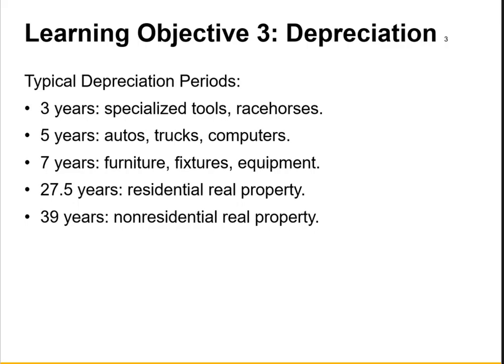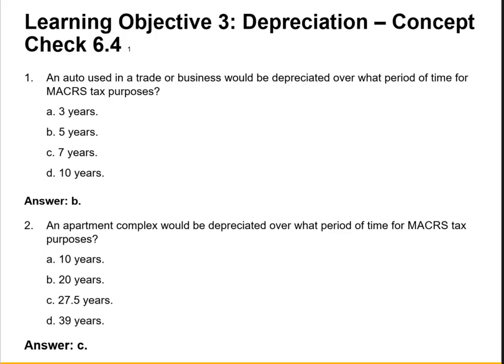Residential real property, 27 and a half years. Non-residential, 39 years. End of discussion. There's really not a lot of wiggle room. Okay, so auto used in a trade or business, 5 years. Apartment complex, residential, people live in it, 27 and a half years. Okay.